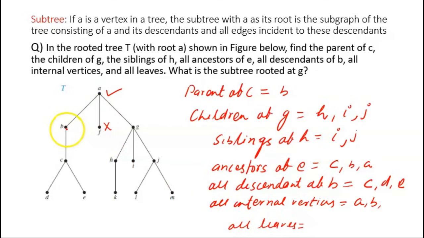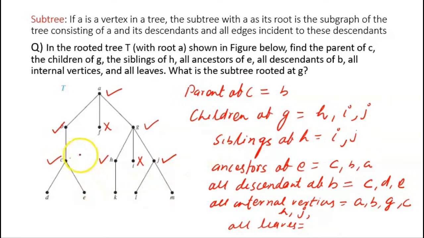So A is an internal vertex, B is an internal vertex, G is also an internal vertex, H is, so let us look at this. C is also an internal vertex, right? So I am calling B, C, G. What about H? H is also an internal vertex. Let me write H. I is not an internal vertex because it has no children. And then J is also an internal vertex, so I write J here. Is there any other internal vertex? No, I guess not. So how many internal vertices do we have? 6. A, B, G, C, H, J, right?